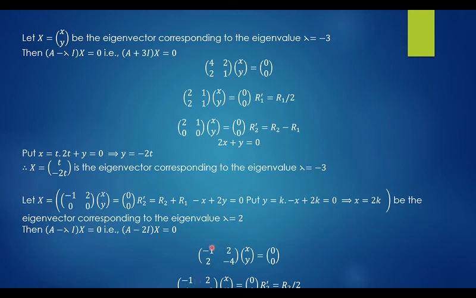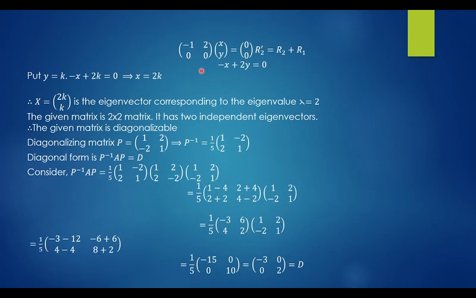Divide R2 by 2, you get 1, minus 2. Then add the first row to the second row, and you get 0, 0 in the second row. So, the equation obtained is minus 1 into x, minus x, plus 2y equals 0, that is, minus x plus 2y equals 0. Okay. Then substitute the value of x or y as k or t, any variable you can take. So, put y equals k, and we get x value as 2k.